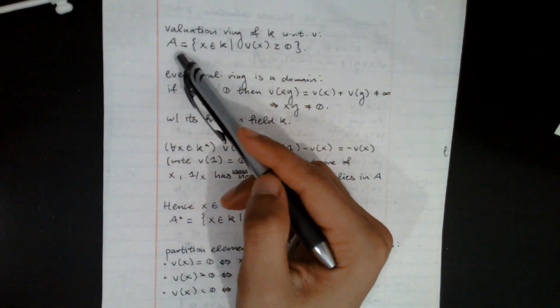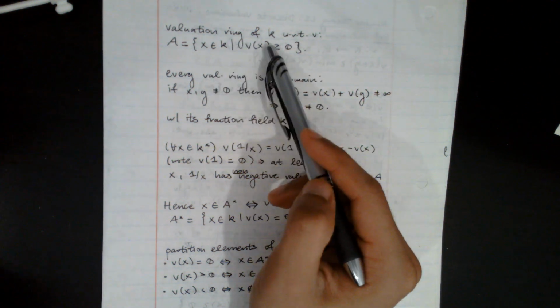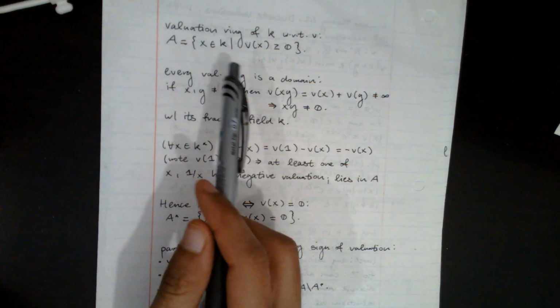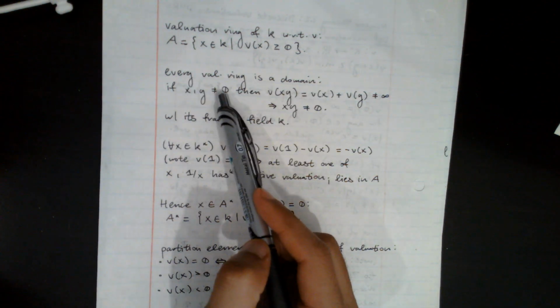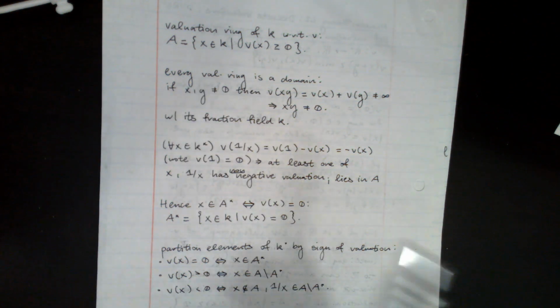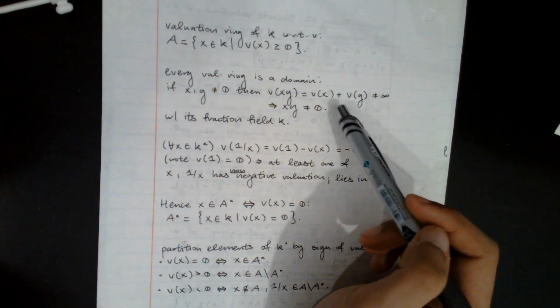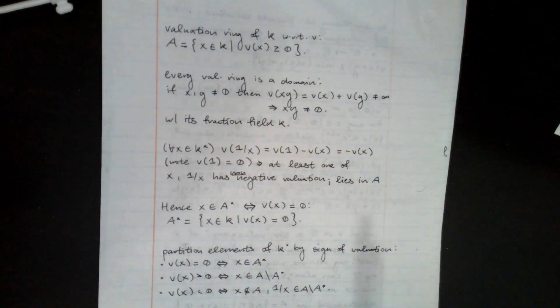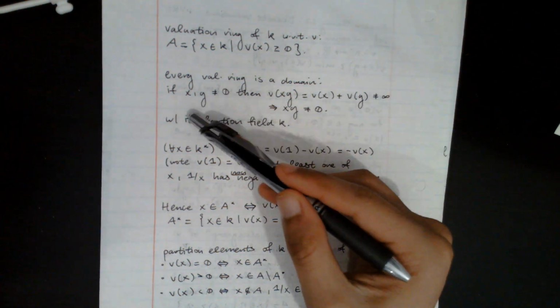Defined as the ring A, so that all elements in K with non-negative valuation of V. Here we see that every valuation ring is in fact a domain. If X and Y are non-zero elements, we want to show that their product is itself non-zero. To this end, we consider the valuation of their product, which is the sum of their valuations. This is by hypothesis. This is not equal to infinity because X and Y are non-zero.